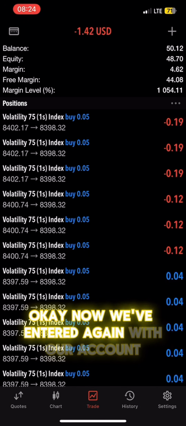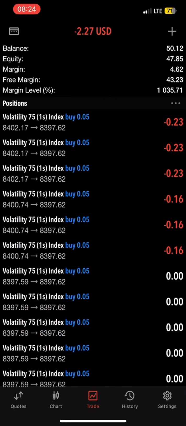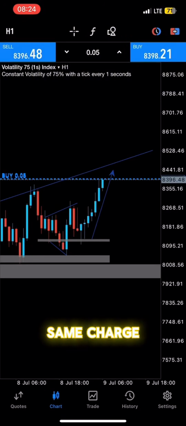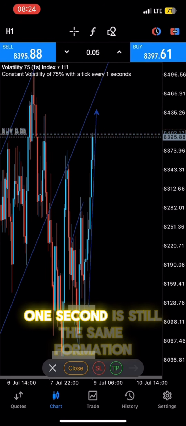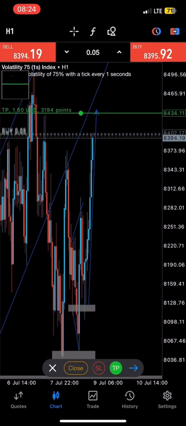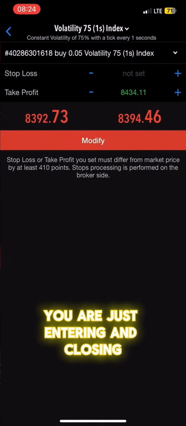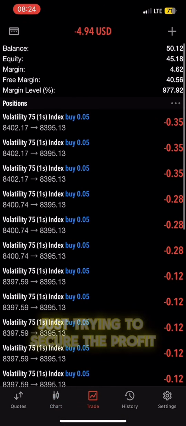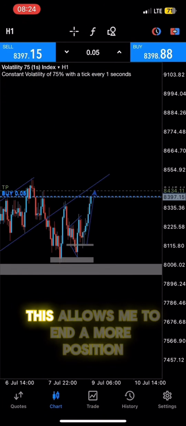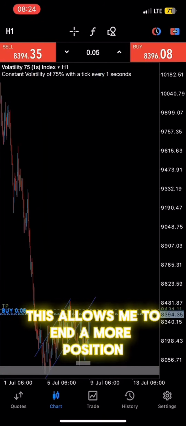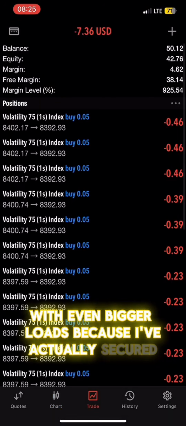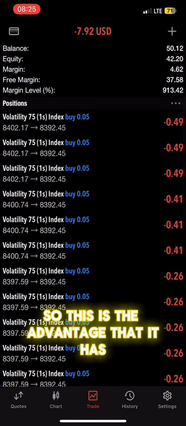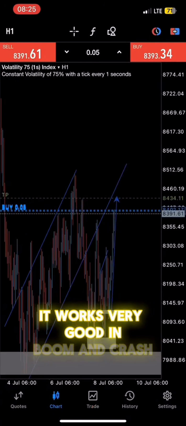Okay, now we've entered again with our account. It's still the same trade. We're just building the account using the same chart, which is Volatility 75 1 second. It's still the same formation. We're just entering and closing, trying to secure the profit. This allows me to enter more positions with even bigger lots, because I've secured the profit that I've collected. So this is the advantage that it has. It works very well in Boom and Crash.